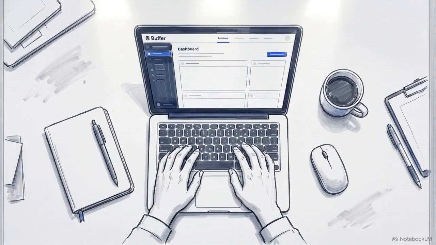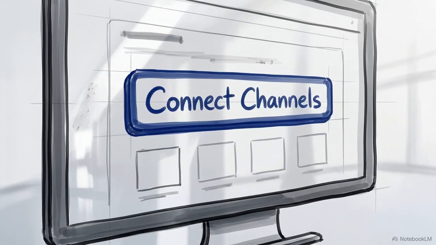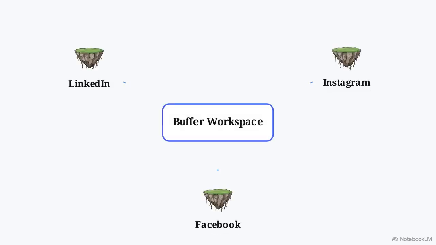Step 1 is establishing your centralized hub. Log into Buffer and initialize a dedicated workspace. This acts as the single control room for your entire digital footprint. Once inside your workspace, follow the prompts to link your native social media channels, like LinkedIn, Instagram, and Facebook, directly into this single Buffer dashboard.